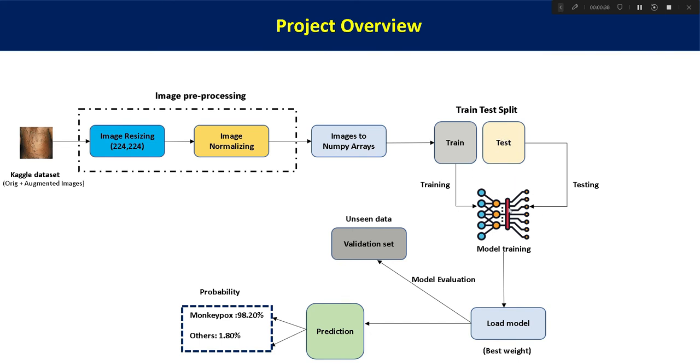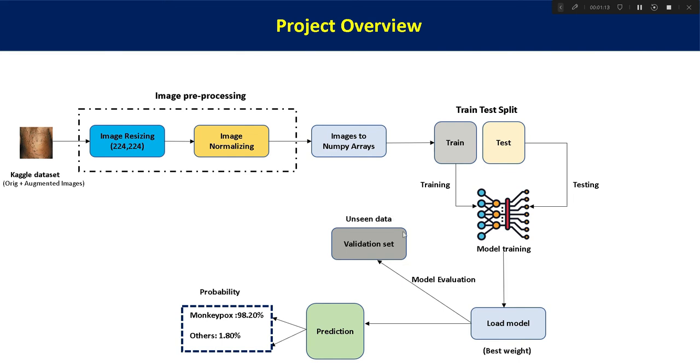So after training our model, the main part is that we have to load the model having the best weights, the weights which have higher accuracy. So we'll load our model having best weights, and then we will evaluate our model on the validation set. This validation set is already provided in this data set as a val folder.